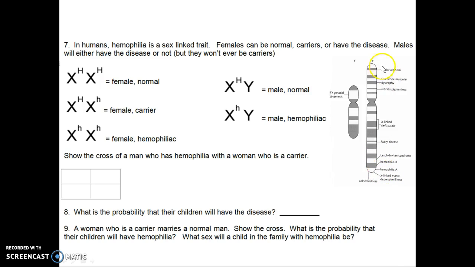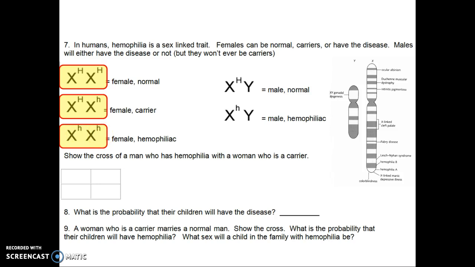Females, because they get 2 of these X chromosomes, will get 2 alleles for hemophilia, which is why they'll either be X big H, X big H, which would be a normal female with normal blood. She could be a carrier, X big H, X little h, which means she has the hemophilia allele, but this is completely dominant to this allele, so she has normal clotting blood. And this would be a female who's a hemophiliac. She would have 2 copies of the recessive gene.